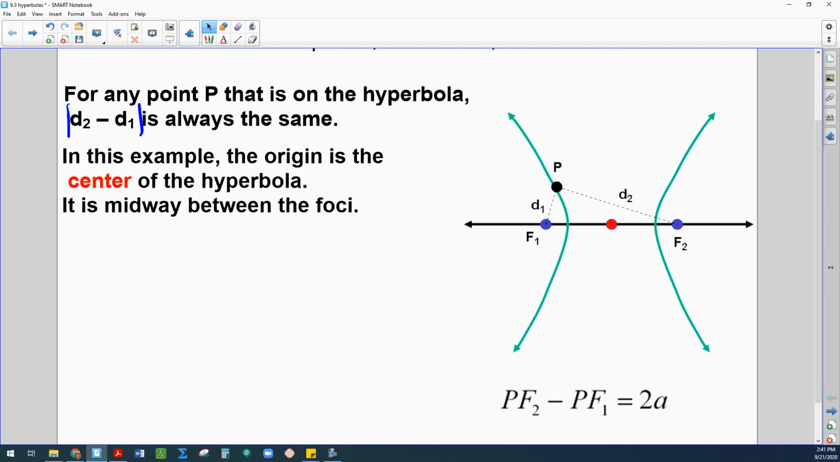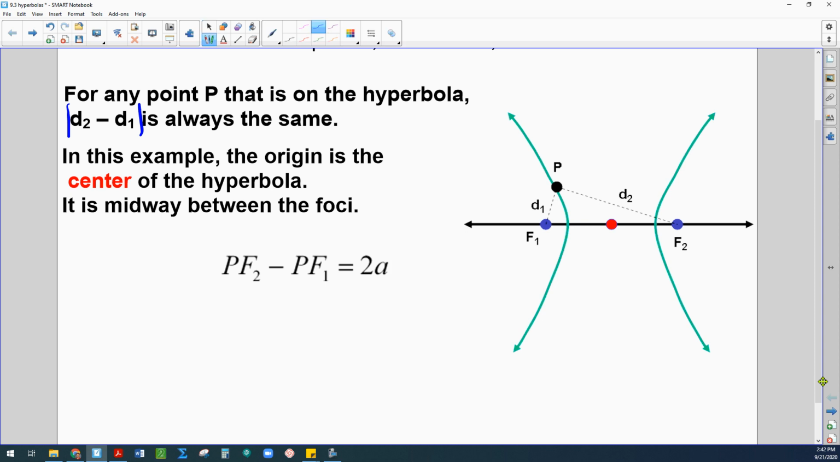And we can still define this as PF2 minus PF1 equals 2a. So we're still defining it as 2a, if you subtract that. And the 2a comes from still the length of the major axis, going between a comma 0 and negative a comma 0. There are some differences with an ellipse, and we'll take a look at that, but this is still the same.